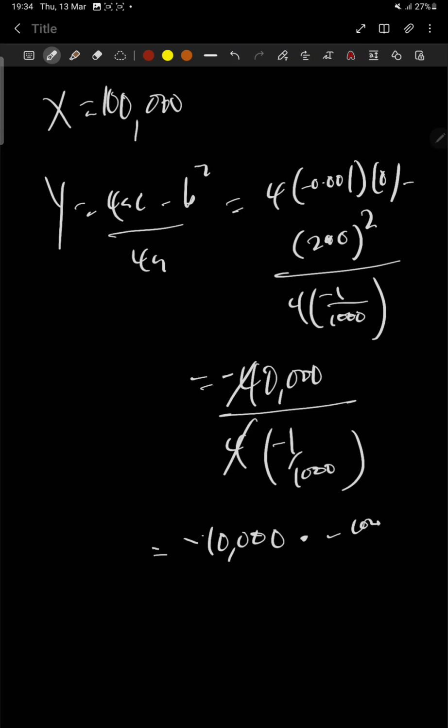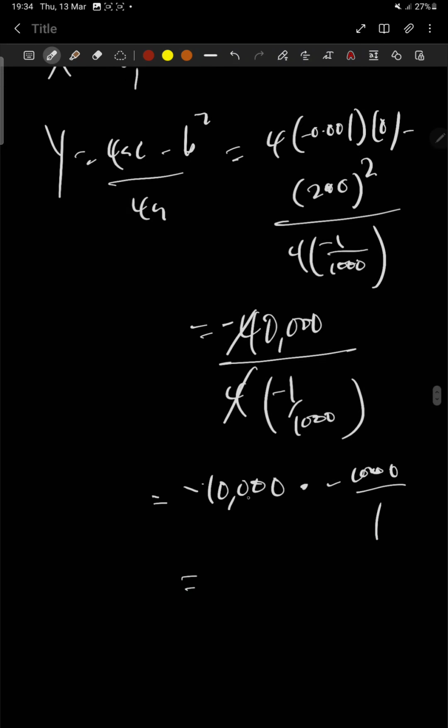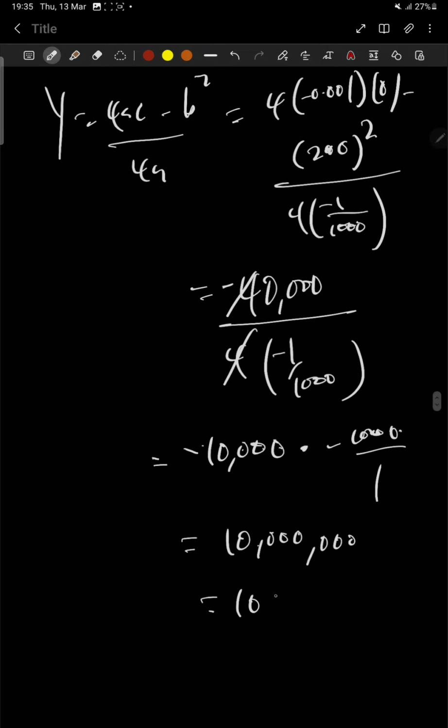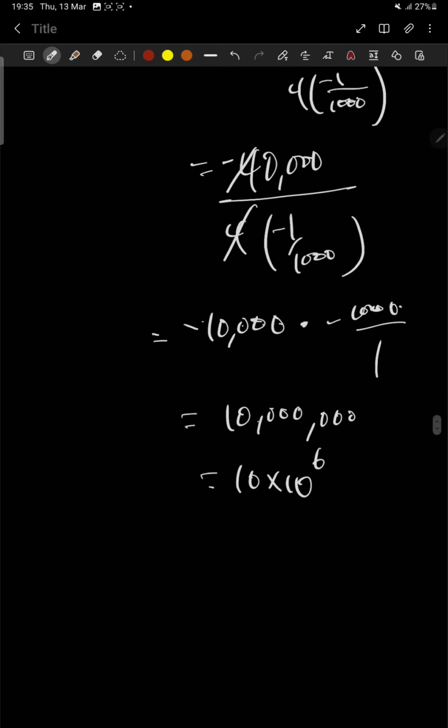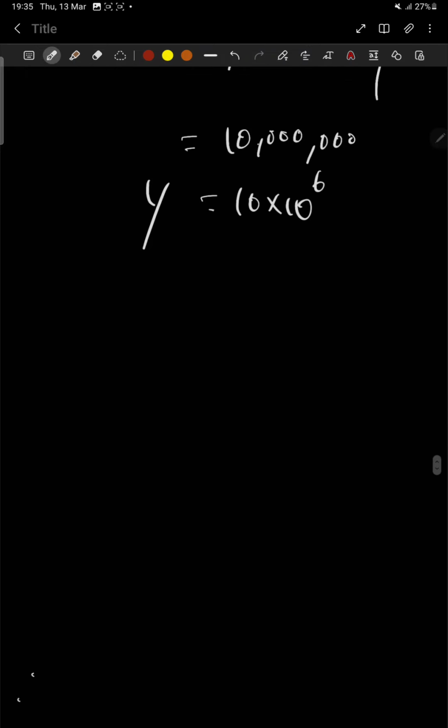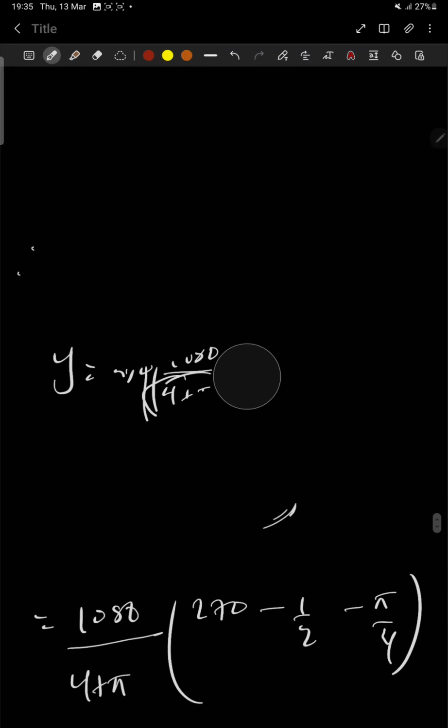Okay, 200 times 200 is 40,000. Times 1,000 over 1. And our answer will be, how many zeros? 1, 2, 3, 4, 5, 6, 7. So 10 million, which is 10 times 10 to the power 6. So that's our y value of the coordinate of the turning point.